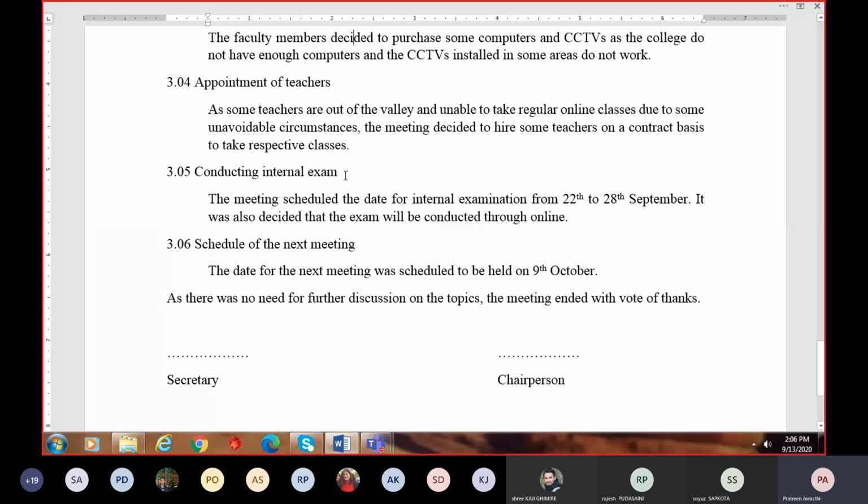You will be writing the decision on the basis of that. The meeting scheduled the date. Yes, the meeting scheduled the date for internal examination from 20th to 18th September. It also decided that the exam will be conducted online. This is the decision made. Now, the last agenda, as this is everywhere, schedule of the next meeting.